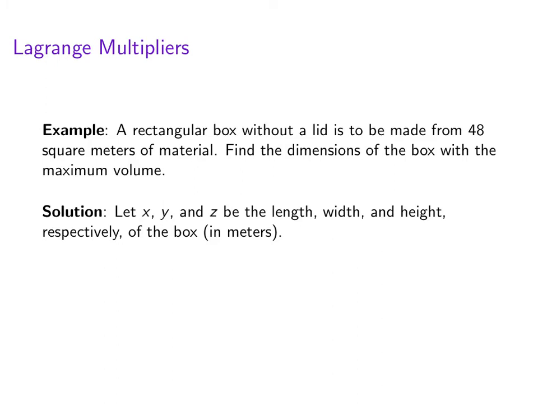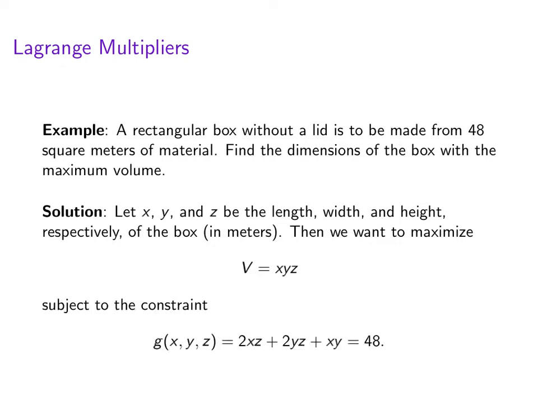So let's let x, y, and z be the length, width, and height of the box. Everything will be measured in meters. Our goal is to maximize the volume, which is xyz. And this is subject to the constraint where we say g of x, y, z is equal to 2xz plus 2yz plus xy equals 48. Notice that there's no coefficient of 2 on this one. That's because our box has no top. And so when we're measuring the surface area, we should not have a 2 there because there's only one measurement that has dimensions x times y.